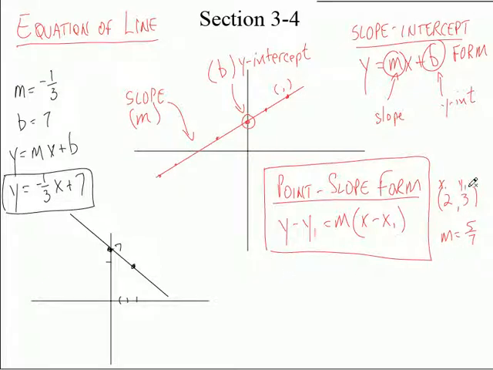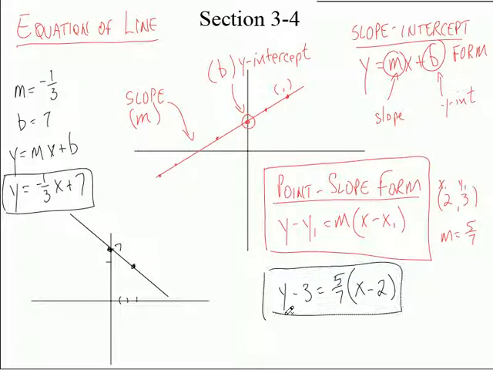Again, let's just use the numbers we've already used up here. They give you a point, they give you a slope. Let's write it in point slope form. So we write y minus 3 equals m, which is 5/7, then parentheses, x minus x1, which is 2. And that's it. That's written in point slope form.